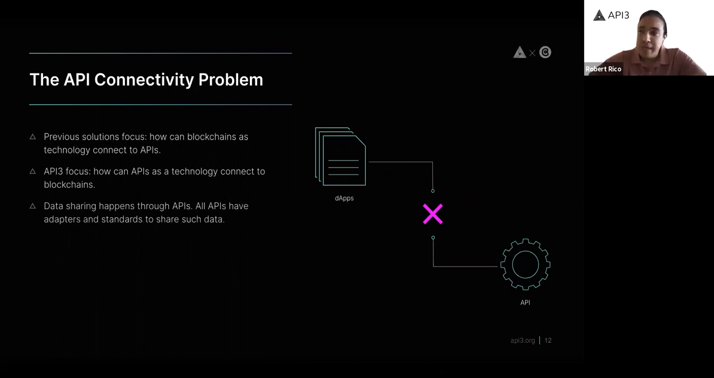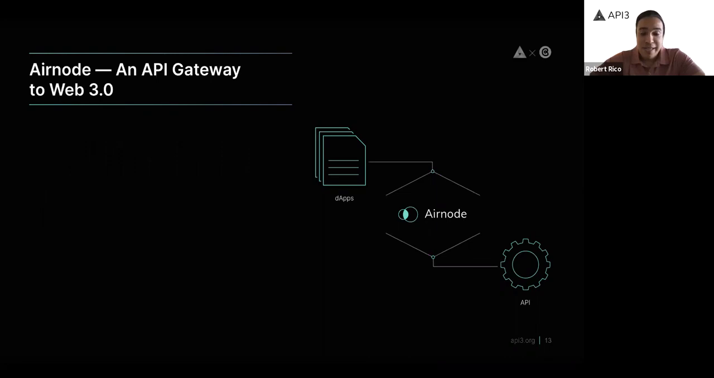And the key point here is really that all APIs have adapters, they have standards to share such data. However, up to this day, there's no uniform standard API adapter that exists for APIs to connect Web 2.0 data to the Web 3.0. And so this is where we at API3 are proudly excited to share with you the Airnode. From our opinion, this is a breakthrough in our space.